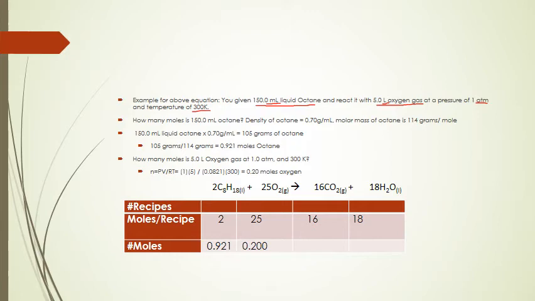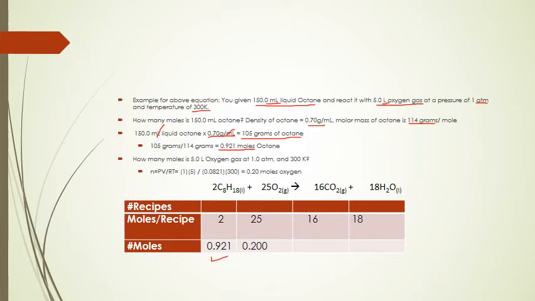We have 150 mL of liquid, so you have to be given the density. Here's the density, and the molar mass is 114 grams per mole. First, figure out how many grams it is using the density: 150 mL times 0.7 grams per mL. I'm using dimensional analysis here. The mL cancel out, and you end up with 105 grams of octane. How many moles? Divide by the molar mass, and you get 0.921.